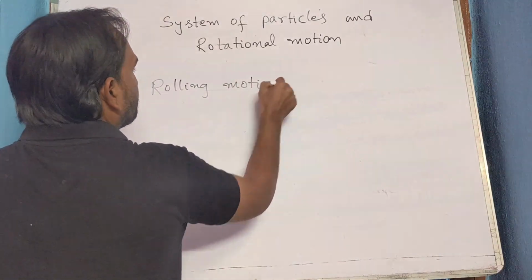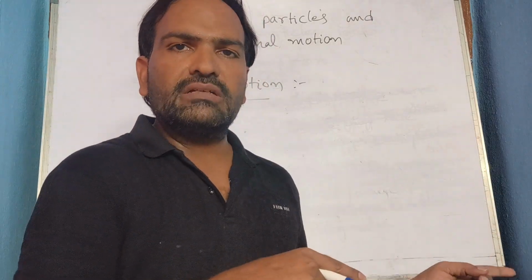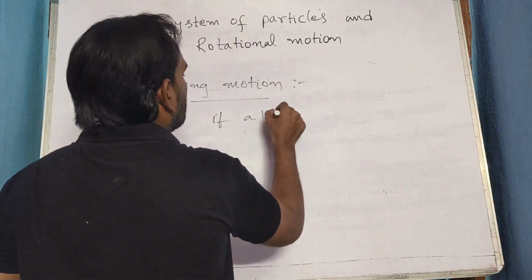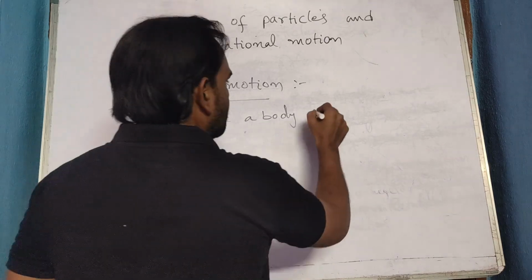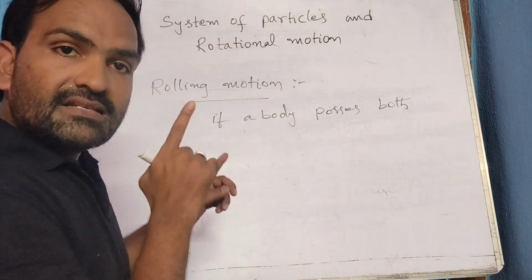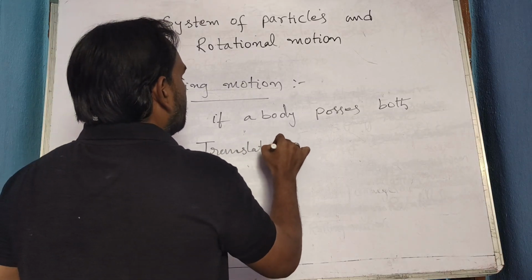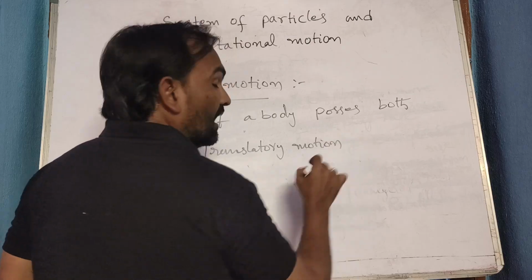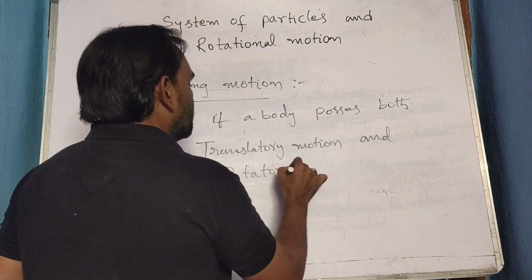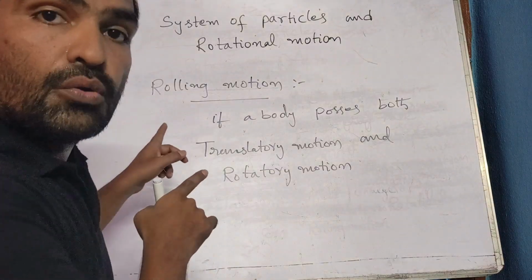Rolling motion. What is a rolling motion? If a body possesses both translatory motion and rotatory motion, then it is called the rolling motion.